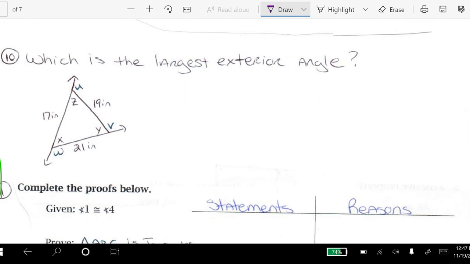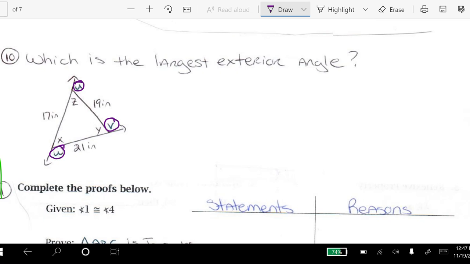Something like number 10. It says, which is the largest exterior angle? To answer this question, you have to think about what the exterior angles are. So the exterior angles, first of all, would be U, V, and W. These are my 3 exterior angles here. And it's asking you which exterior angle is the largest.